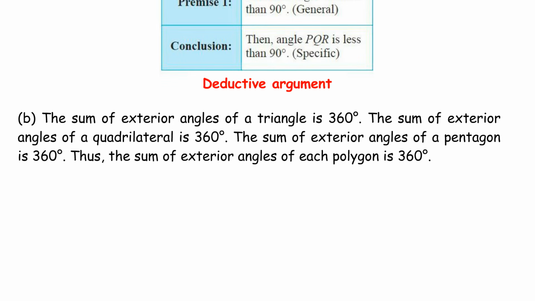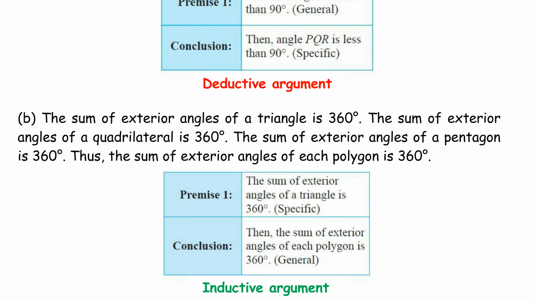The sum of exterior angles of a triangle is 360 degrees. The sum of exterior angles of a quadrilateral is 360 degrees. The sum of exterior angles of a pentagon is 360 degrees. Thus, the sum of exterior angles of each polygon is 360 degrees.